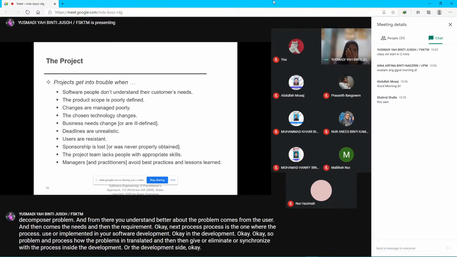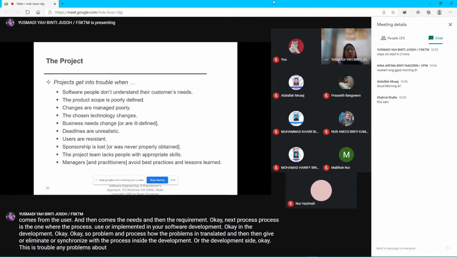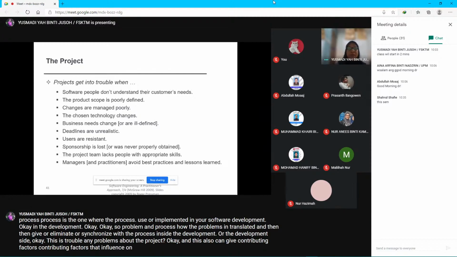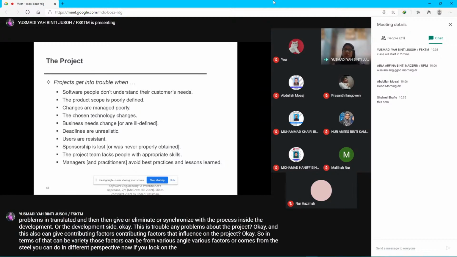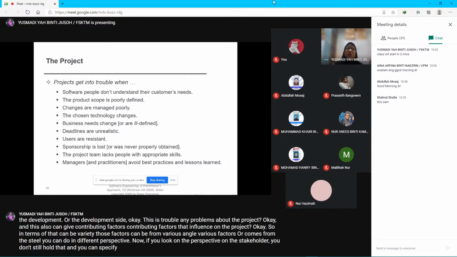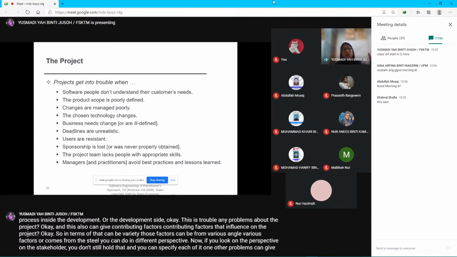Okay. This is in terms of projects getting into trouble. Any problems about the project? This can also give contributing factors that influence the project. Those factors can be varied, from various angles, or come from the stakeholders. You can look from a different perspective. If you look from the stakeholder perspective, you define who the stakeholders are, and you can specify each of them. What problems can be influenced by those stakeholders?